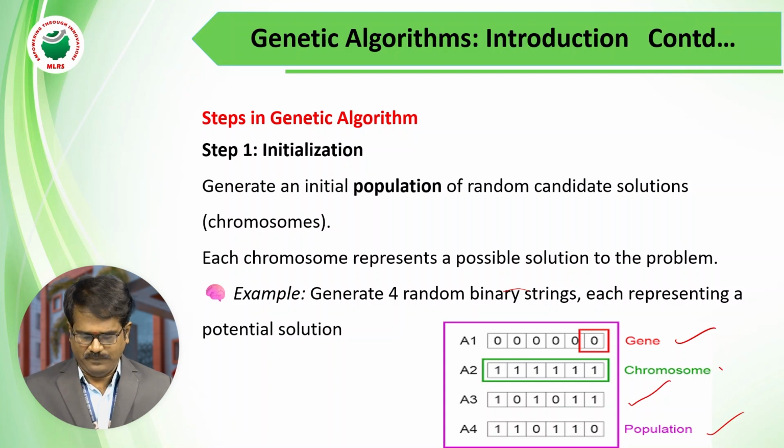When we observe here, A1 is represented as bits. Bits are known here as genes. So one chromosome can have a number of genes. So here we consider 4 chromosomes which can be used to evolve the next generations.